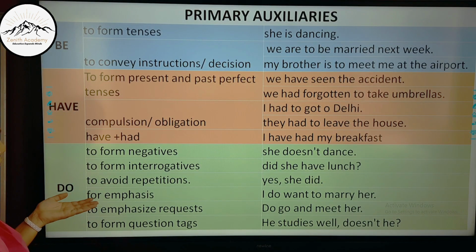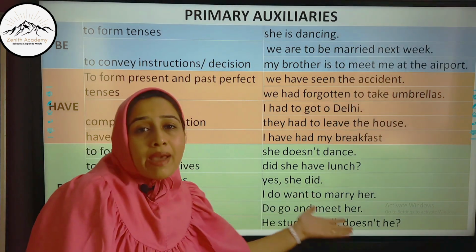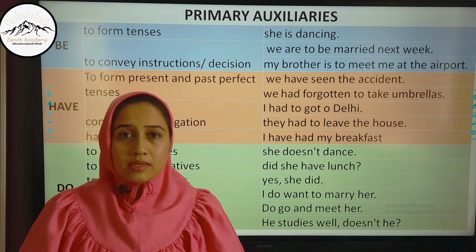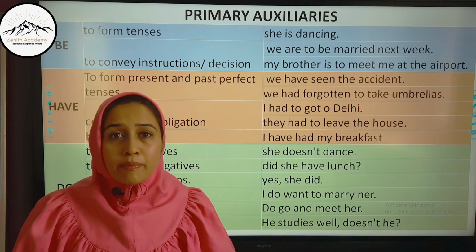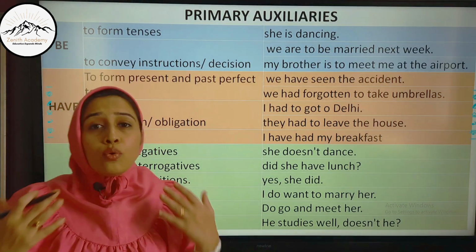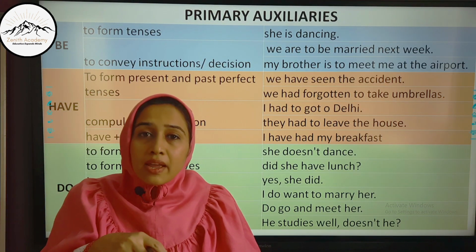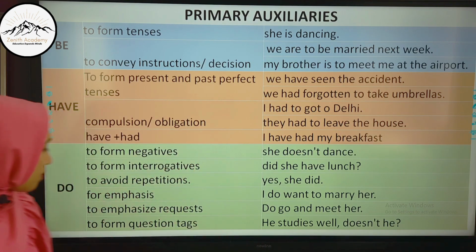Next is to create emphasis. For emphasis, I do want to marry her. Now I want to marry her is a simple sentence where I am conveying my feelings. But when I say I do want to marry her or I do want to go to Oxford University, there I am creating the emphasis, the urgency of doing that particular action.